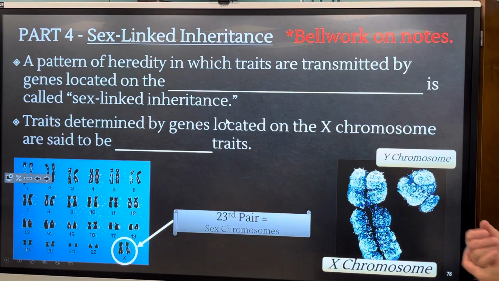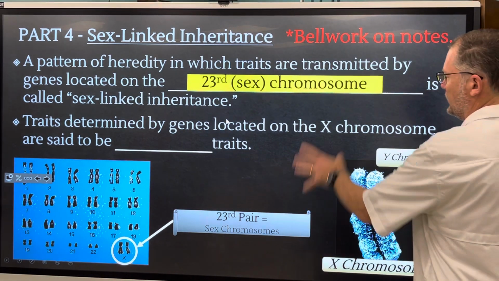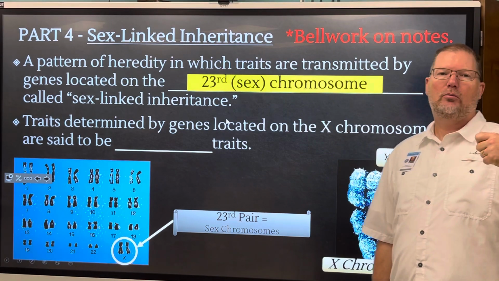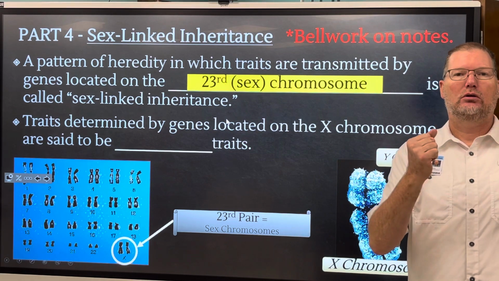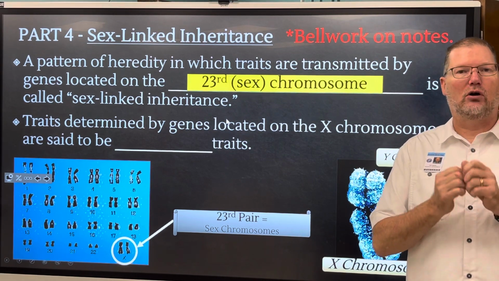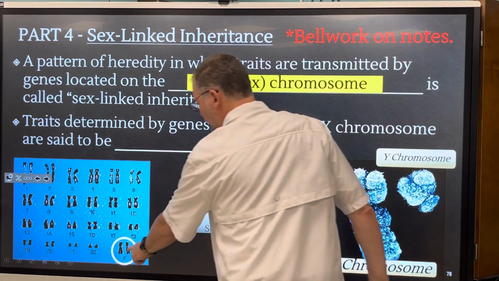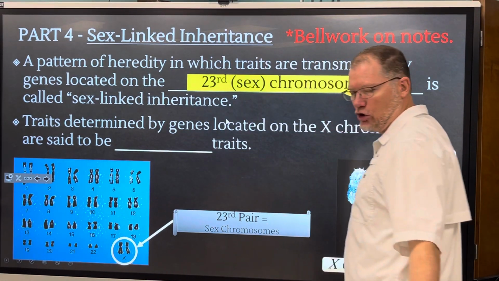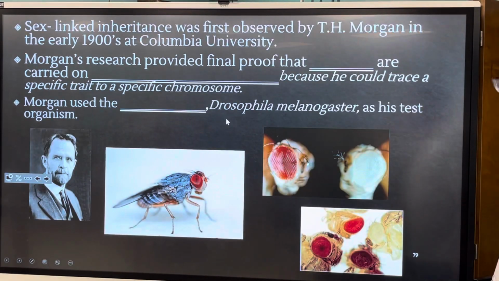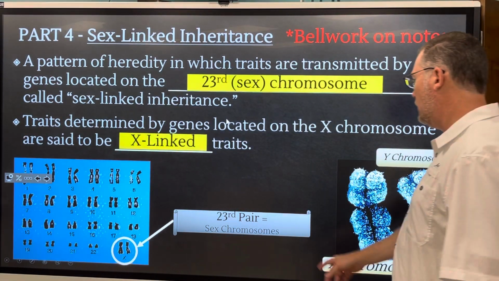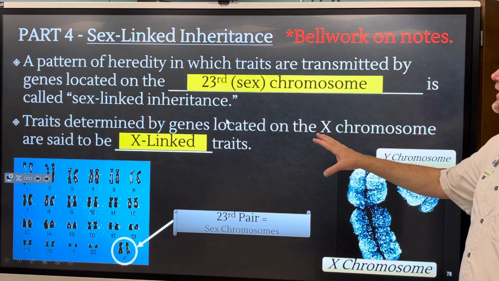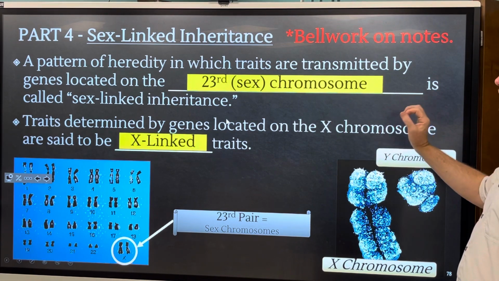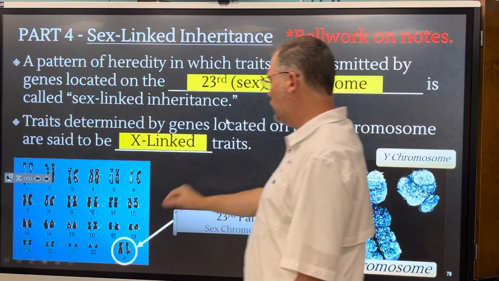So this is a pattern of heredity in which traits are transmitted by genes located, again, on the sex chromosomes. The 23rd pair out of the 46 total, right? The 23rd pair of chromosomes is called the sex chromosomes, and they're down here. So obviously that would be a girl. Any traits on those genes are considered X-linked traits, on the X chromosome.